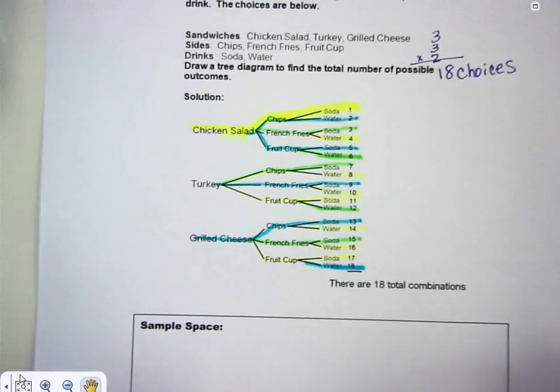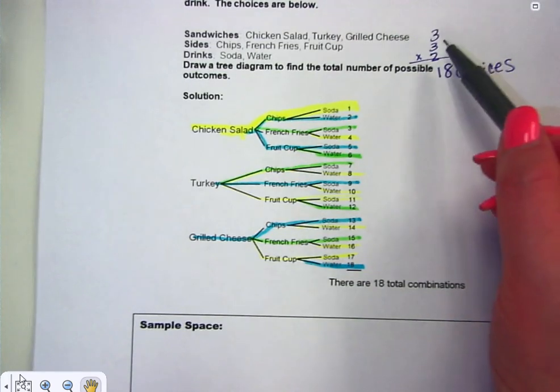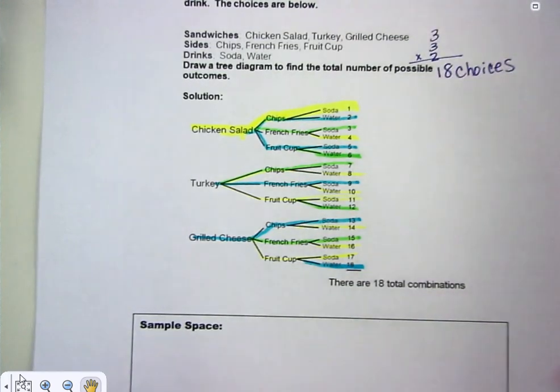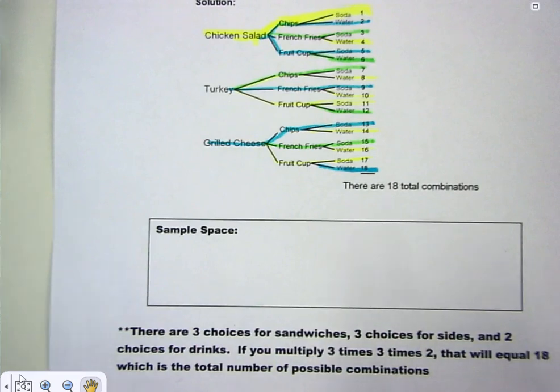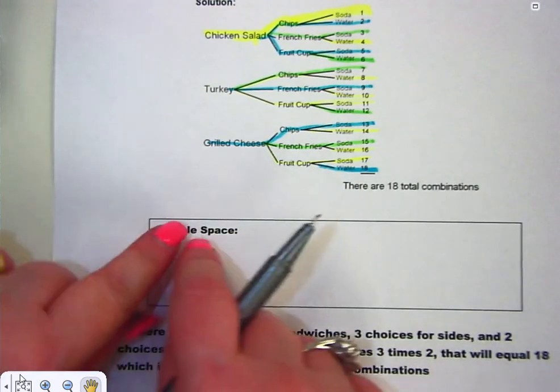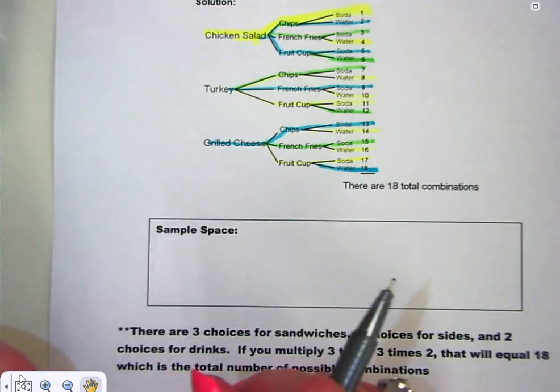So if it just wanted to know how many choices there are, you can use math and just multiply the number of each choice times all the choices. You're going to find out how many there are. But sometimes you need to have what's called a sample space. That's where you're going to list all your combinations.